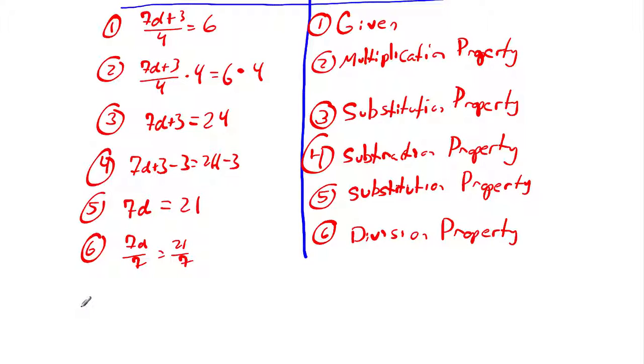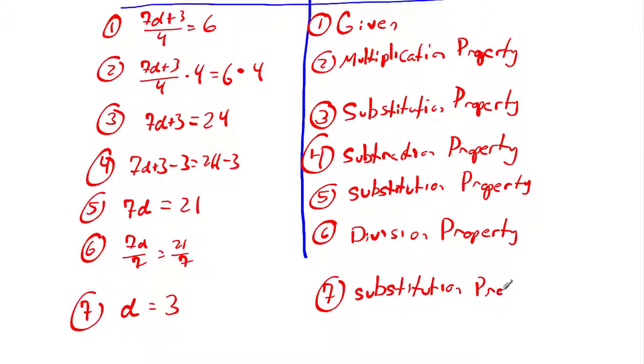But wait a minute. What is 7 divided by 7? Well, that's 1. And what's 21 divided by 7? That's 3. So what did I do there? That was, again, substitution. I substituted the operation for the value.